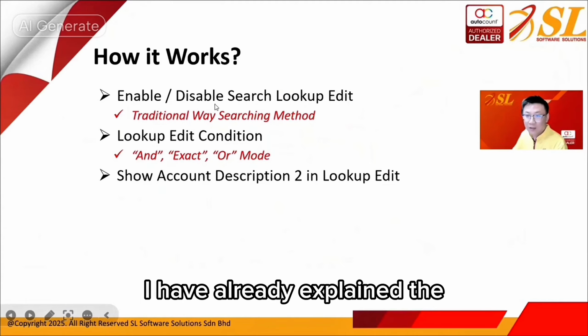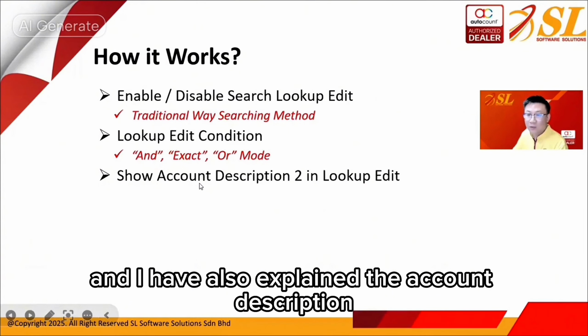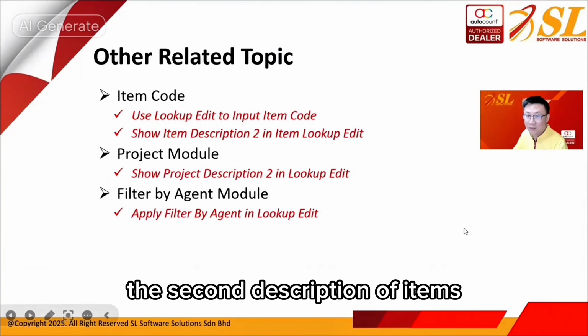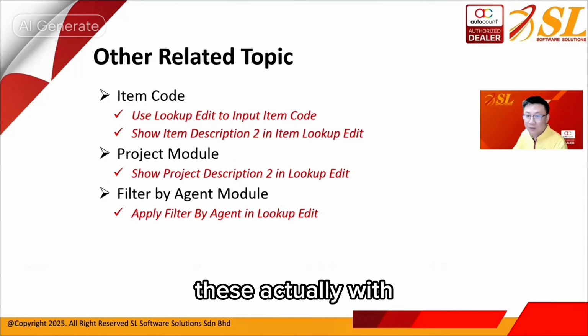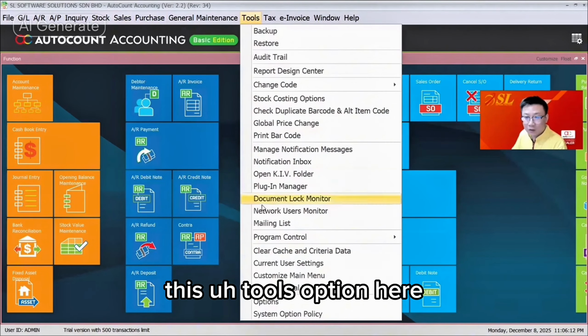I have already explained the new and old models, and I have explained the condition and exact mode conditions, and I have also explained the account description. Now let's go into some items' second descriptions. The second description of items, the second description of projects, these actually work with the same concept as an account.